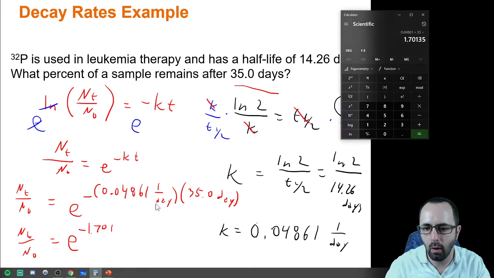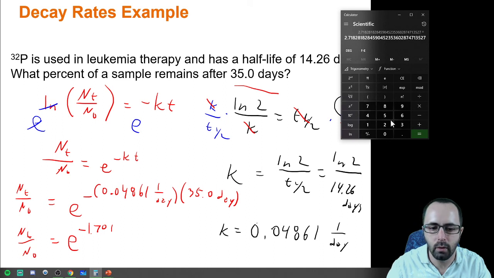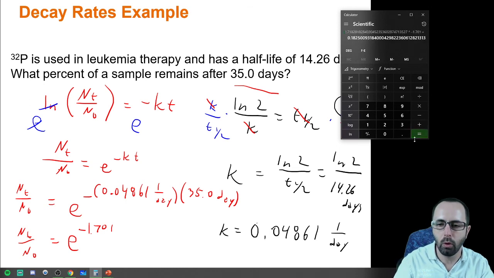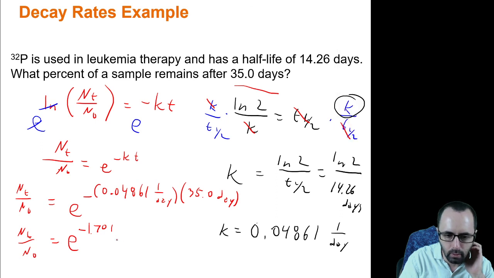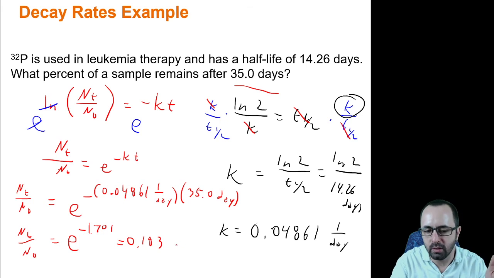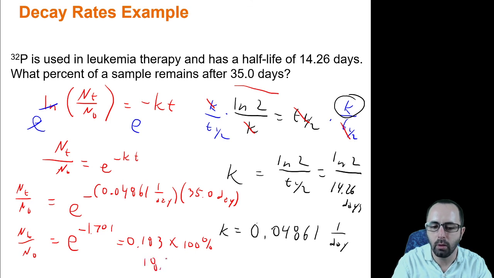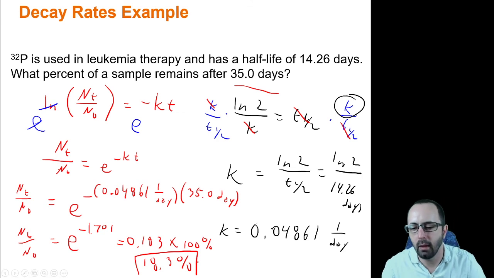And so now I'm going to do e to the power of 1.701, make that a negative, and I get 0.183. And I want this as a percentage, so if I want to make it a percentage, I multiply times 100%, and that gets me 18.3%. There's 18.3% remaining at the end.